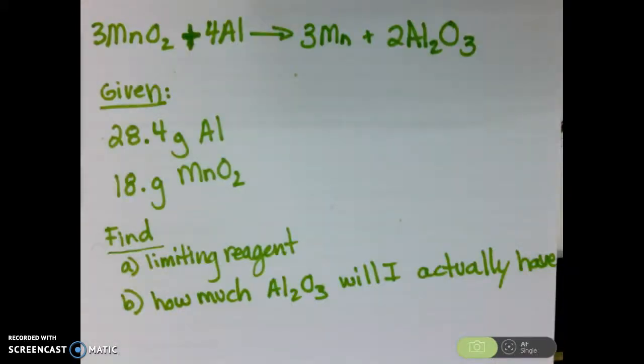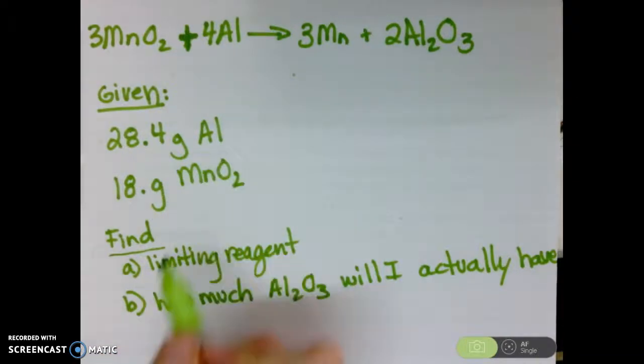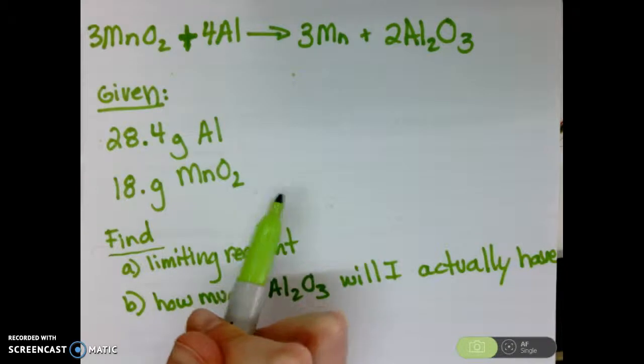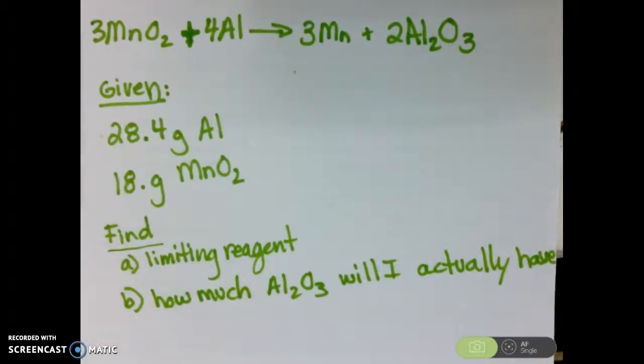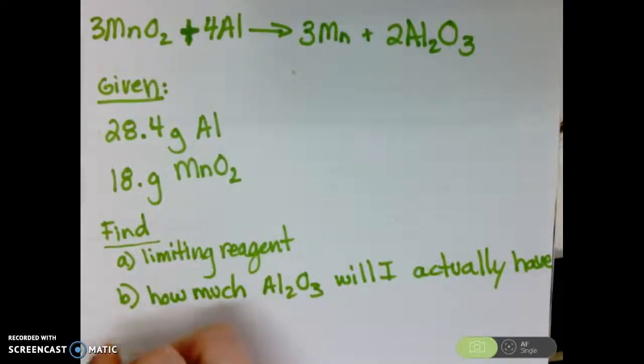So this should look pretty familiar since we did it Wednesday in class, but I've changed our givens, okay? So we have 28.4 grams of aluminum and 18 grams of manganese dioxide. So you have two things to find, the limiting reagent and how much aluminum oxide that we'll actually have, okay? When this reaction is completed, what will our product actually be? So let's do A first.